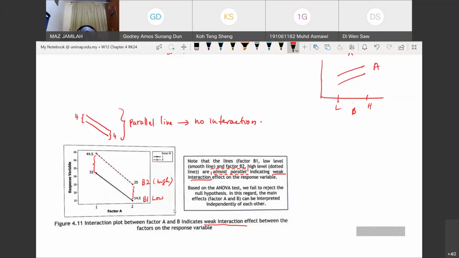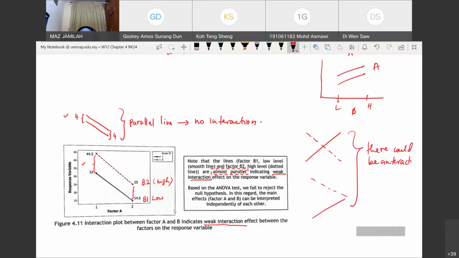Then how does the interaction plot look like? If this is weak, and this is no interaction, then interaction will be defined as this particular form, or this particular form. We will see a few examples afterwards. So this is what we call there could be an interaction. We can only say interaction if we perform the hypothesis test, but based on the plot, we can assume that there could be interaction.